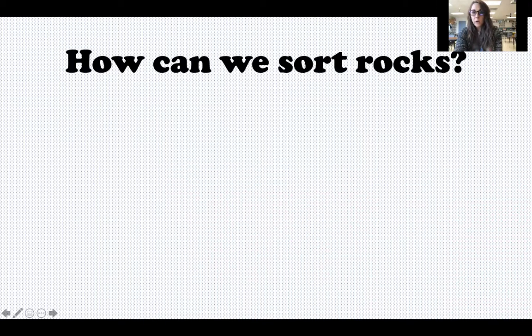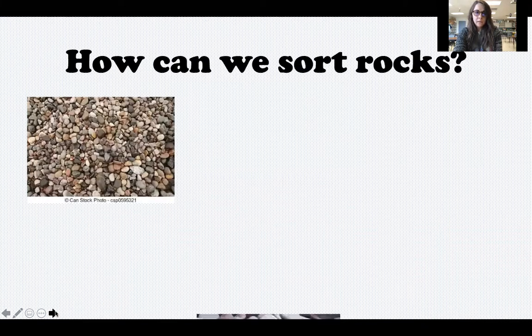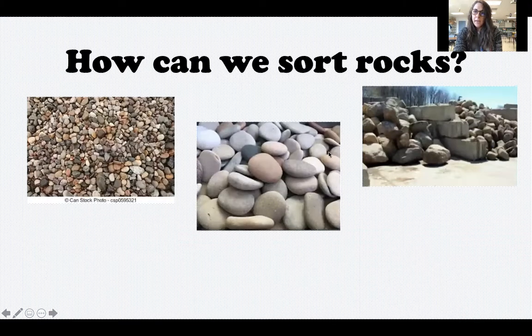So we can sort rocks in many different ways. So look at these pictures here and take a guess. How do you think these rocks were sorted? What do you notice that's the same about all the rocks in this picture, all the rocks in this picture, and all the rocks in this picture?